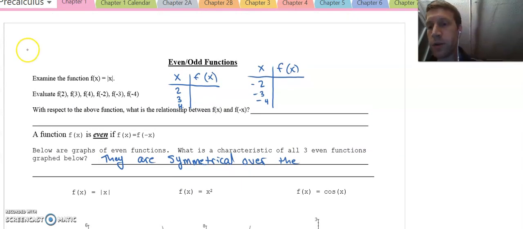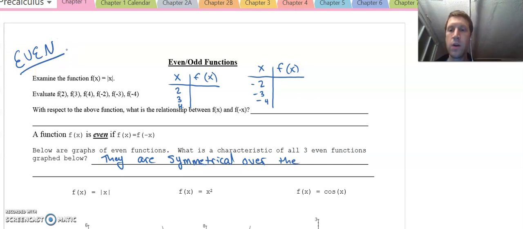Okay, so the first thing we're going to talk about here is even functions. So we're going to look at this even function, f of x equals the absolute value of x. And to do that, we're going to look at 6 different inputs: 2, 3, 4, negative 2, negative 3, negative 4. So I split it up into 2 different tables. And let's look at the outputs when I plug in the positive numbers. So absolute value of 2, absolute value of 3, and absolute value of 4. Outputs don't change, right?